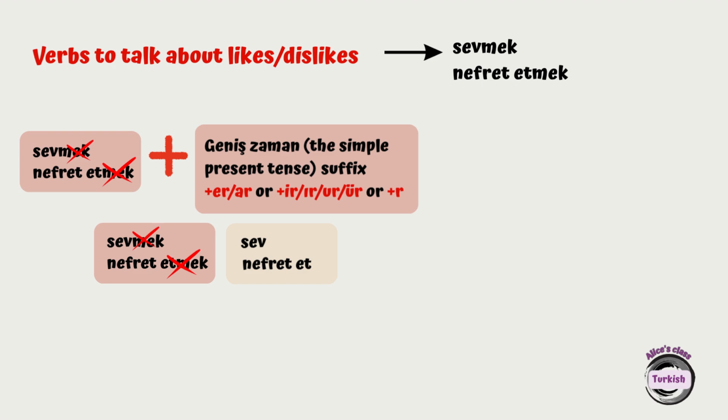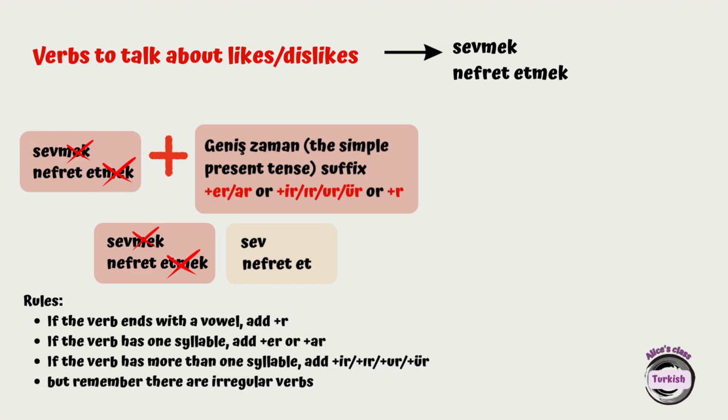We have sev and nefret et. Now I'm going to attach the Geniş Zaman suffix. Sev has one syllable, so I'm going to attach er or ar. And the last vowel and the only vowel is e, so I'm going to attach er, so it will become sever. Nefret et, again, I'm going to look at et, that's the real verb. So it's one syllable again, so I'm going to attach er or ar. And the last vowel and the only vowel is e, so I'm going to attach er, so it will become nefret eder. T changes to d, remember that.